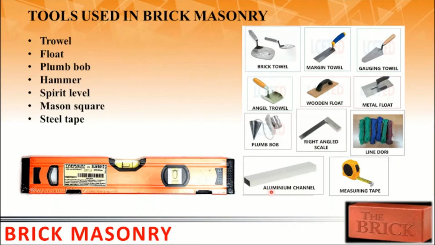Then we have aluminium channel to do the plaster. Then we have measuring tape for the measuring of the brickwork, what is the height and what length we have done. Then we have steel tape for the leveling of water, the flow, to check whether it's on the same floor or slightly downward or upward.